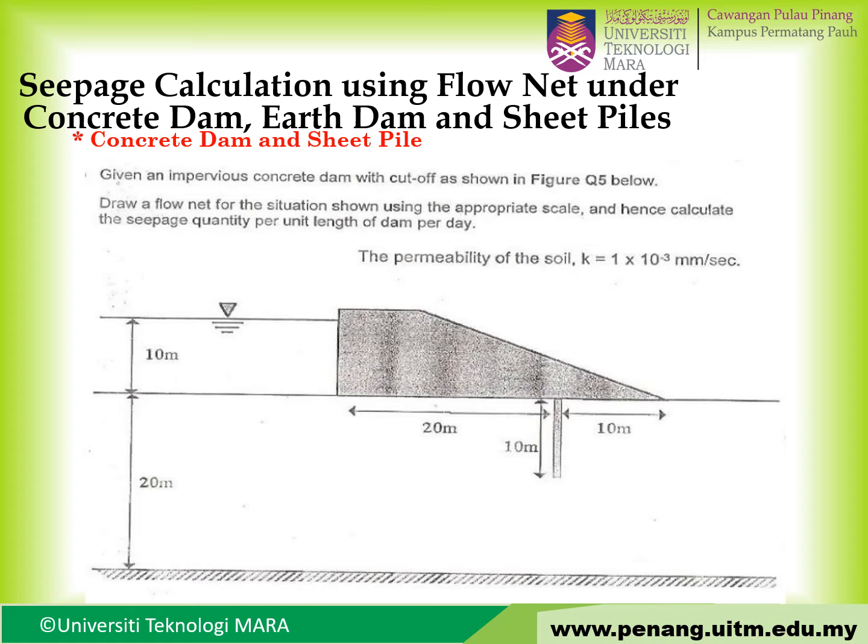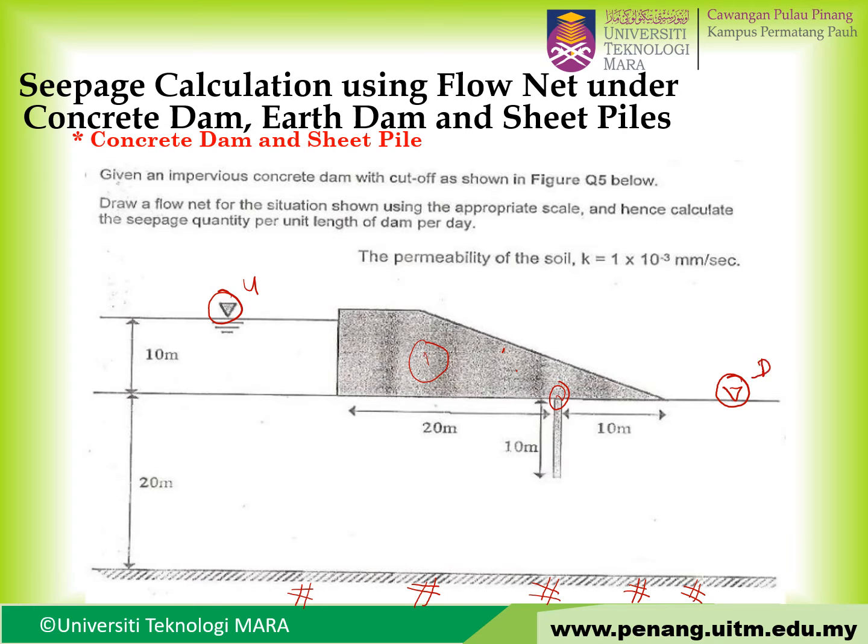For example, the combination of concrete dam and also sheet pile. First, you have to know where the impermeable layer and permeable layer are. This one is the impervious layer, impermeable or impervious, maybe rock, for example. And then you have to know where the upstream and downstream are. This one is upstream and this one is downstream. Water will flow from upstream to the downstream.